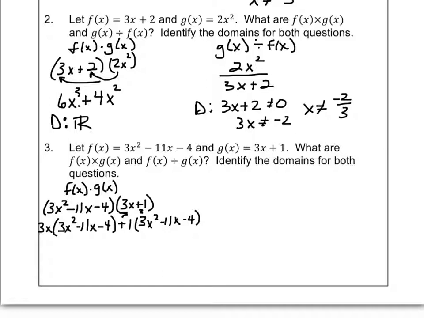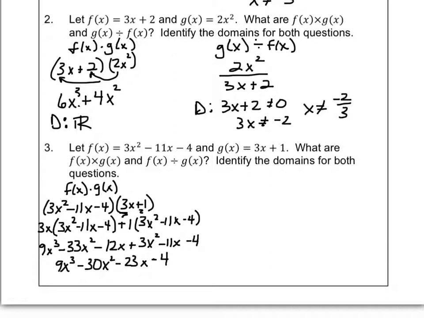So now I'm going to distribute, and I end up with 9x cubed minus 33x squared minus 12x. Distribute the 1: plus 3x squared minus 11x and minus 4. And now I have to combine my like terms. Okay? So when I combine them, I don't have any 9x cubed, I don't have any other cubes. Negative 33 and positive 3 is negative 30x squared. Negative 12 and negative 11 is negative 23x. And I don't have any constants left, so it's just negative 4.